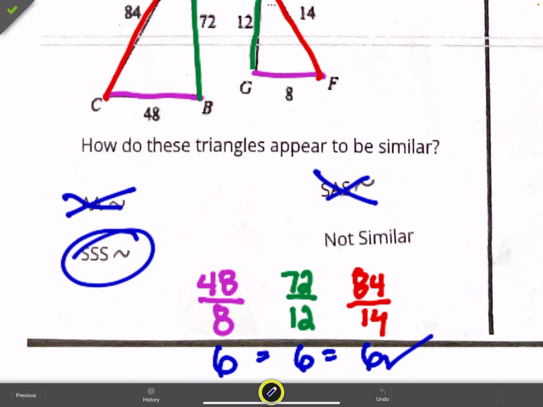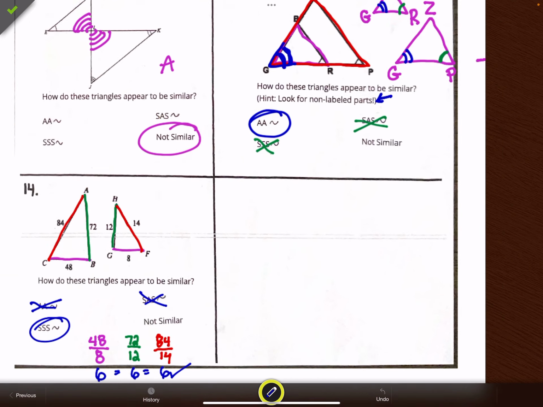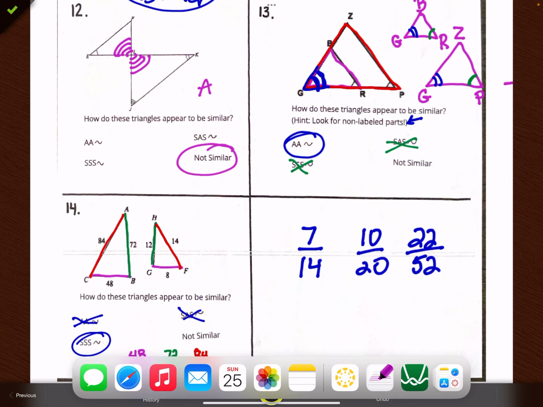Now, when would side not work? Let me just show you. If you come over to this box, because it's going to happen and then somebody's not going to realize that it doesn't work. You might have something like 7 over 14, 10 over 20, and then 22 over 52. I'm just making up numbers. So you come along, chugging along, and you're like, oh, 7 over 14 is 0.5 or 1/2. 10 over 20, 0.5. So far, so good.